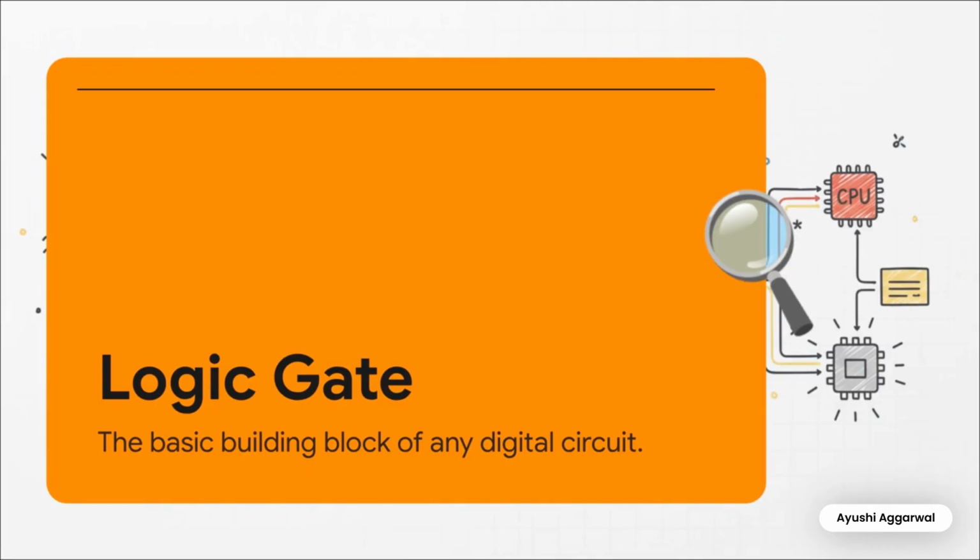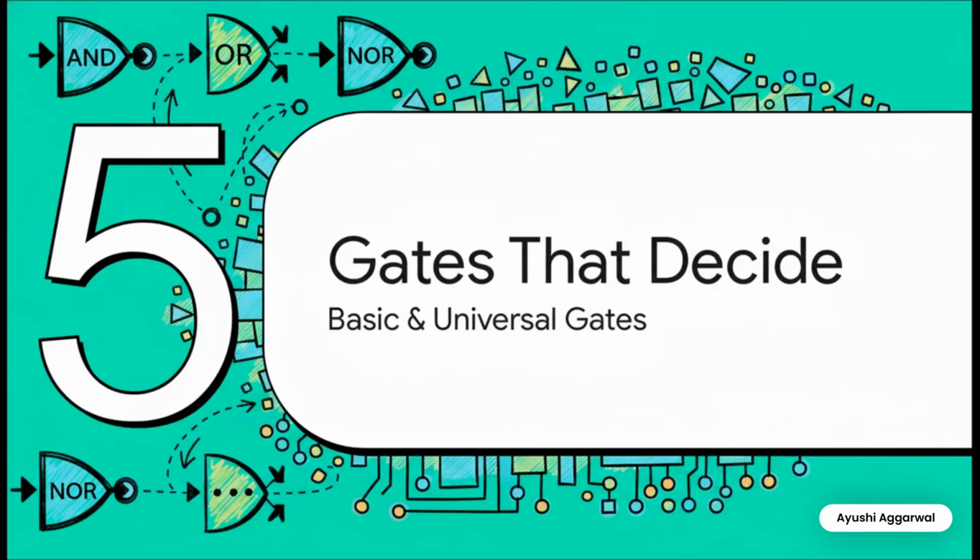The answer is logic gates. These are the absolute fundamental building blocks, tiny, tiny little switches that every single digital circuit is made of. Your phone, your laptop, even a supercomputer, it's all built from these. And each tiny gate makes one simple, logical decision. And by combining these super simple gates over and over again, we can perform an almost infinite number of complex operations. So, let's meet some of the most important ones, the basic gates and, of course, the universal gates.